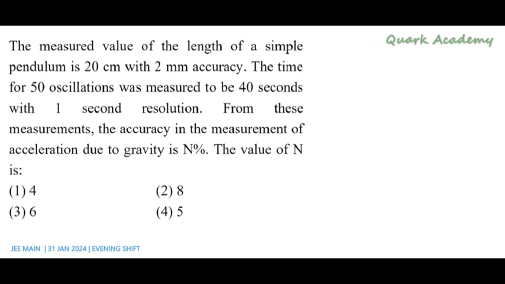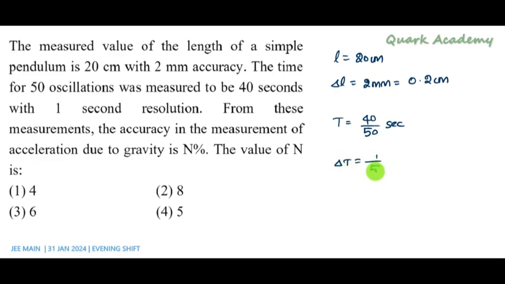This question is related to simple pendulum as well as error analysis. So here there is a simple pendulum and its length and accuracy is given. So length is 20 centimeter and accuracy, let it be delta L, which is 2 mm. We can convert this into centimeter, 0.2 centimeter. And time period of 50 oscillations is given. So which means time period for one oscillation will be 40 by 50 seconds. Similarly, the accuracy is going to be 1 by 50 seconds.